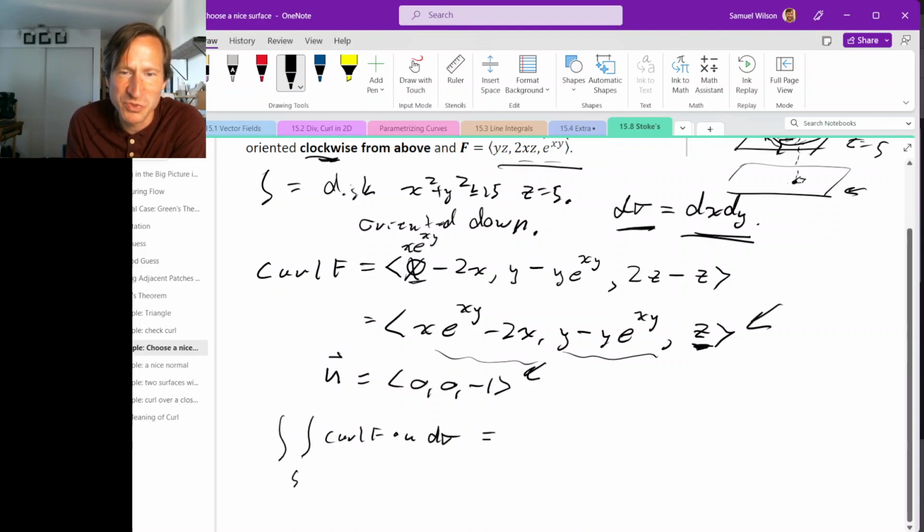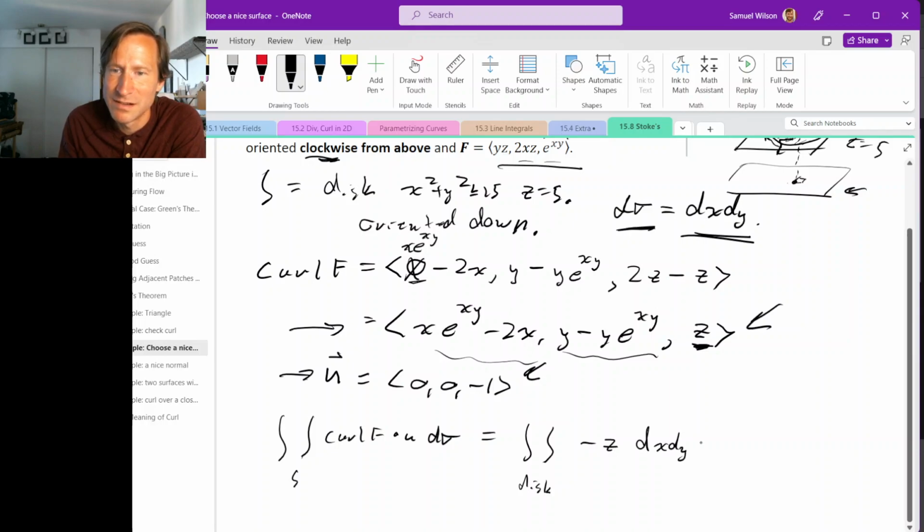Normally we would do a bunch of work to parameterize these things, but in this case, this is just the integral over this disk of, let's see, curl dotted with n, that's just minus z, and then d sigma we noticed was dx dy, oh, and z is 5.